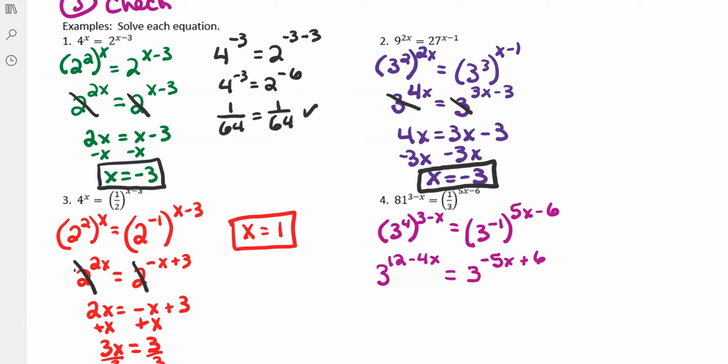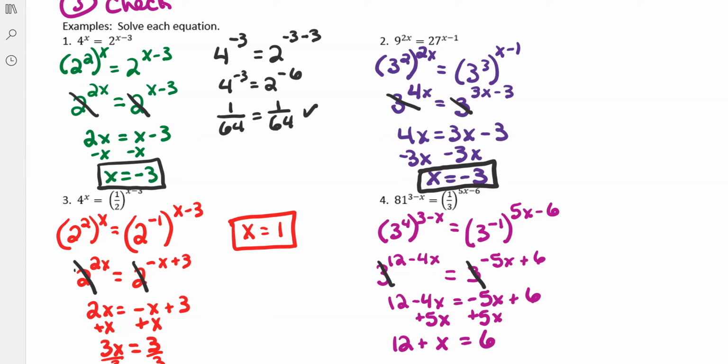All right, our bases are going to cancel, and we've got a linear equation to solve. So we have 12 minus 4x equals negative 5x plus 6. I'm going to add 5x to both sides. I have 12 plus 1x, or just x, equals 6.